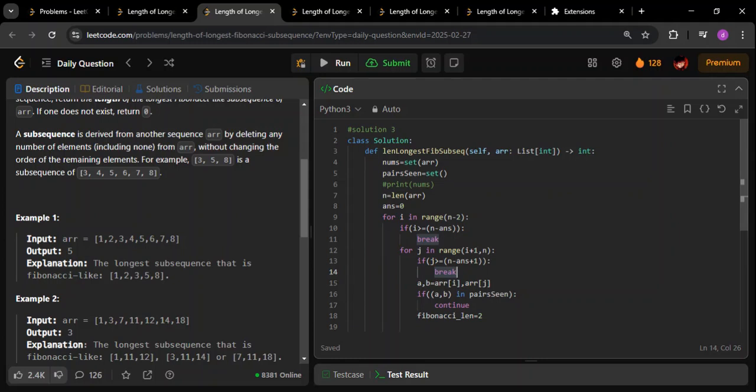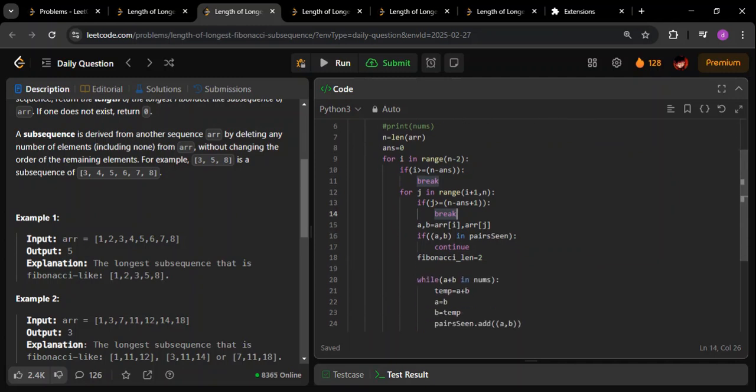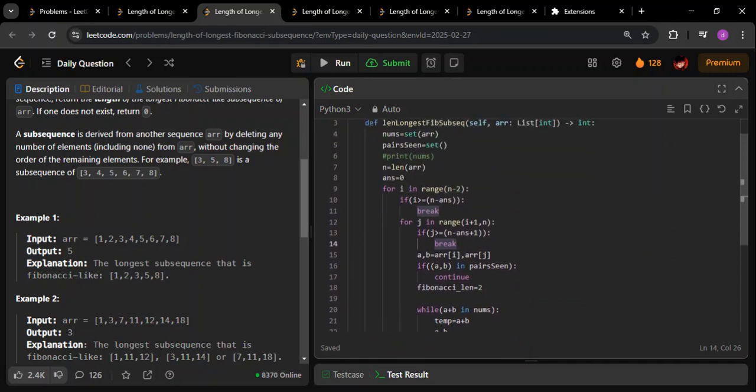Previously the time complexity was n square into log n, but now that log n will be removed. Why? Because every pair will be explored only once and only once. We will not explore them further, as simple as that. So that is the reason why the time complexity is now reduced to O of n square.